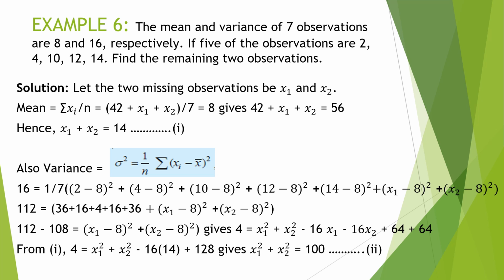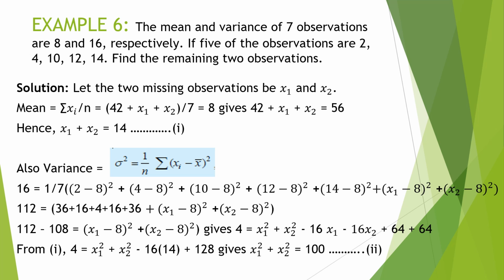So after simplifying, we get x1 plus x2 is equal to 14. Let this be equation 1. Now what is the formula for variance? Variance is 1 upon n sigma xi minus mean square. This variance is also given to us as 16. So 16 is equal to 1 upon 7 into (2 minus 8) square plus (4 minus 8) square plus (10 minus 8) square plus (12 minus 8) square plus (14 minus 8) square plus (x1 minus 8) whole square plus (x2 minus 8) whole square. Why? Because our mean is 8.